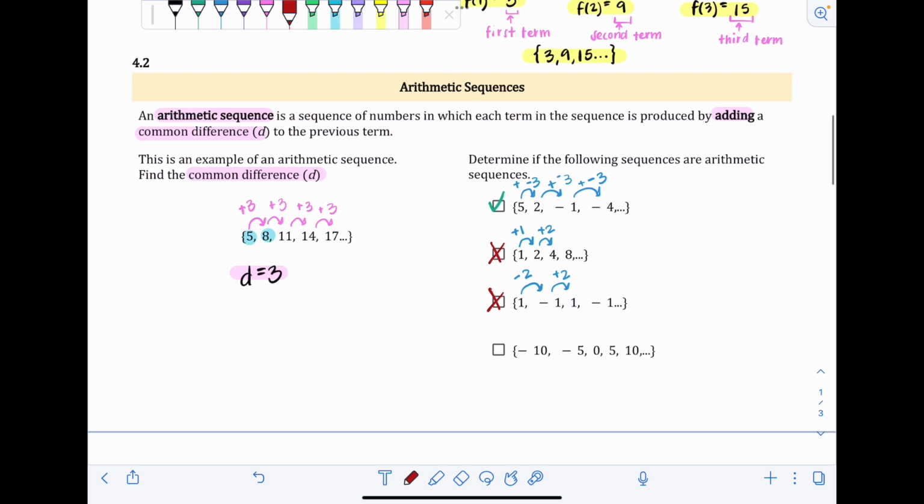And then for the last one, -10, -5, 0, 5, and 10, to go from -10 to -5, that would be going up 5. From -10 up to -5, it's less negative. And then -5 to 0, we'd be going up 5. And then 0 to 5, we'd be going up 5. And then 5 to 10, we'd also be going up 5. So we're going up 5 every single time. So since we're adding a consistent amount each time, then yes, this one would be an arithmetic sequence.